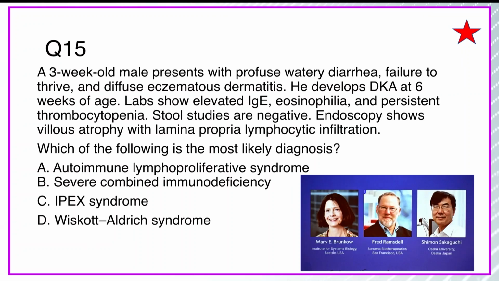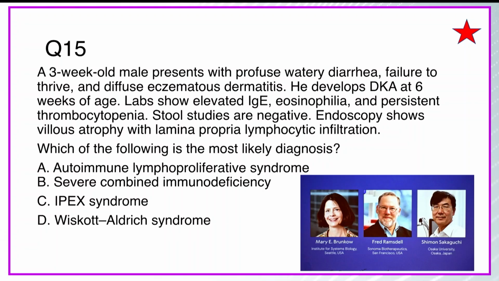A 3-week-old male child presents with profuse watery diarrhea, failure to thrive, and diffuse eczematous dermatitis. He develops DKA at 6 weeks of age. Labs show elevated IgE, eosinophilia, and persistent thrombocytopenia. Stool studies for infection workup are negative. Endoscopy shows villus atrophy with lamina propria showing lymphocytic infiltration.